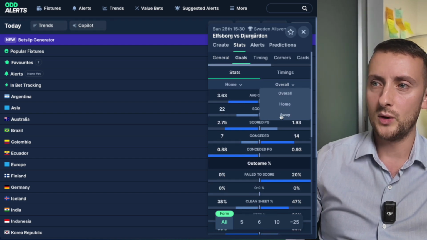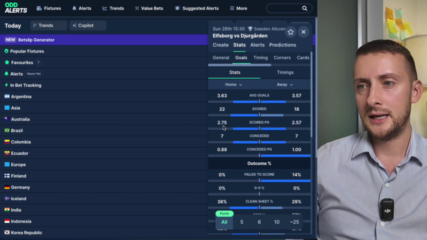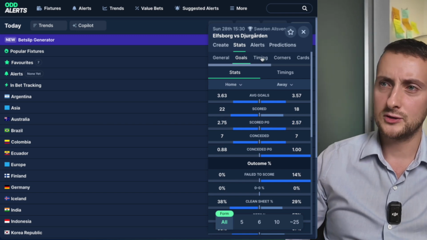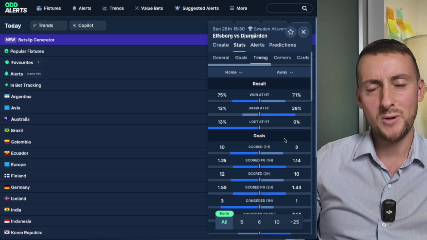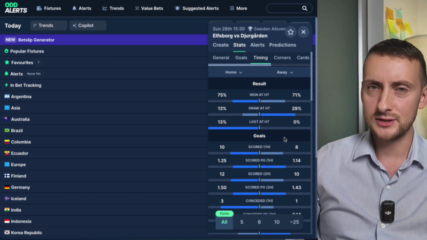If we look at the home form and the away form, 2.57 per game and 2.75 per game. And I talked about first half goals. Let's look at the timing tab. Both of these teams have won the majority of their games by half time. They like to start quickly.